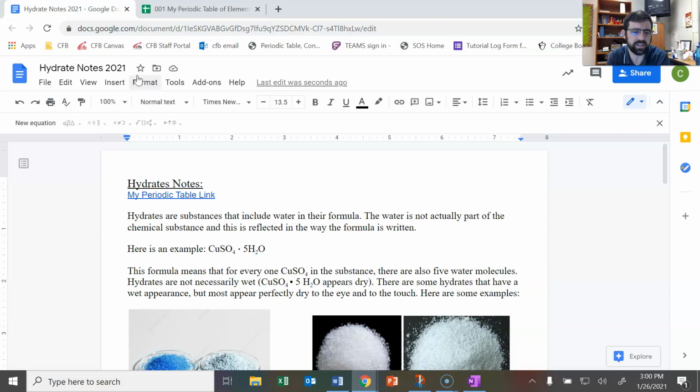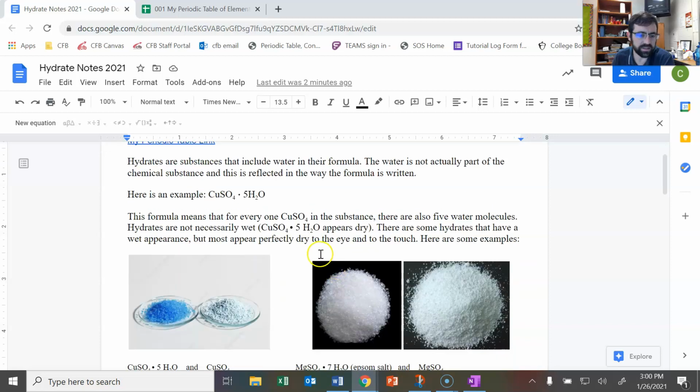Hydrates are substances that include water in their formula. They're usually ionic compounds that also are attached to a water molecule, sort of. So the water is not really exactly part of the chemical substance. That's reflected in the way that we write the chemical formula. So an example would be CuSO4, you've got a raised dot and 5H2O.